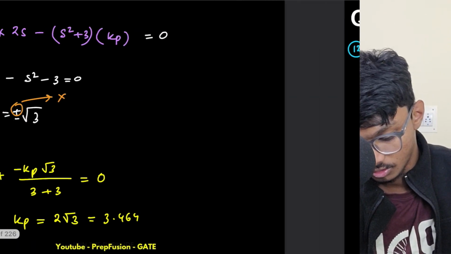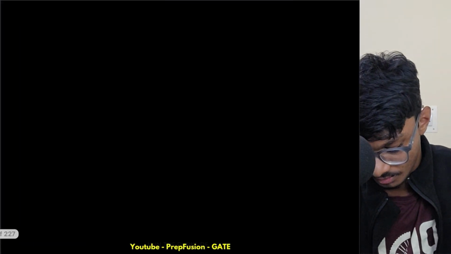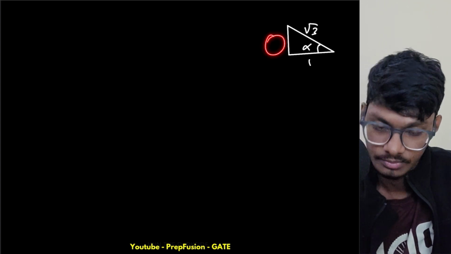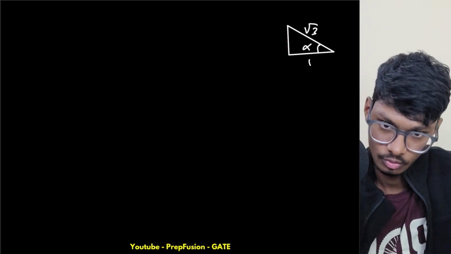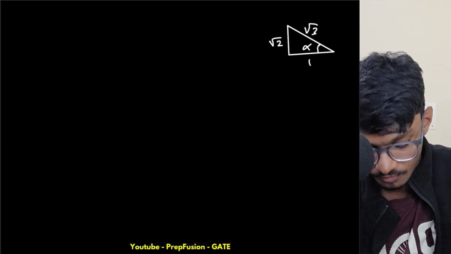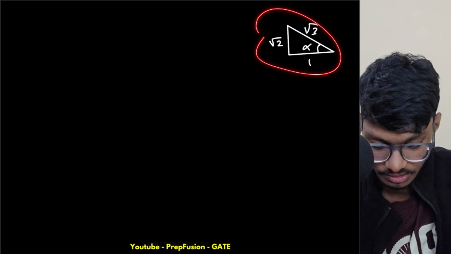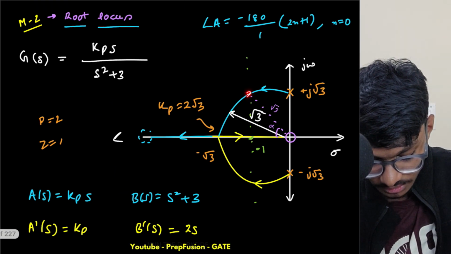So let me just draw the triangle. This is alpha, this is √3 and this is 1. So what will this distance be? This distance will simply be √2, because √3 squared plus 1 is under root 4... this is √2. So I can find my pole locations now.